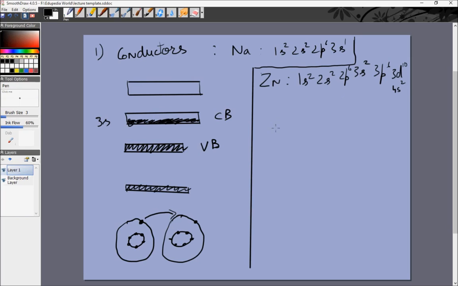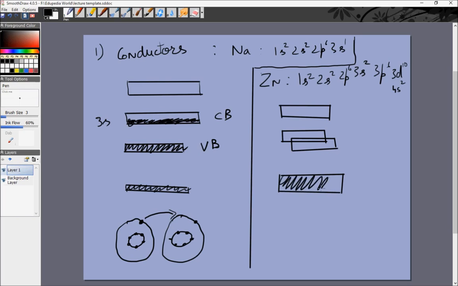And in this case the bands might look something like this. So this is completely filled. This would be the 3d10. This is completely filled, and this would be the 4s2. This would be the 4p, and this would be the 4d. So in zinc what happens is, yes, the outermost shell, the 4s shell, is completely filled, but the energy levels of the 4s and 4p shells actually overlap.